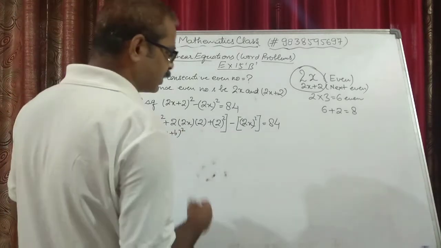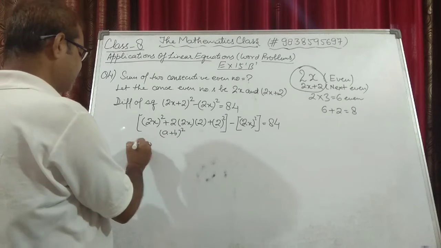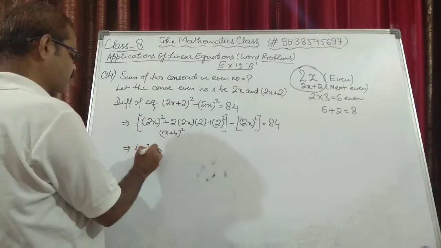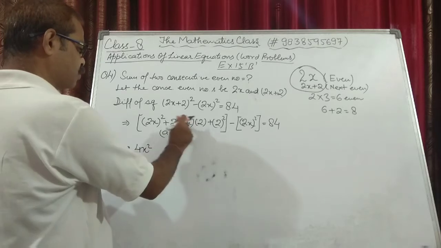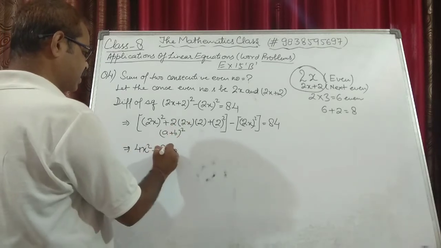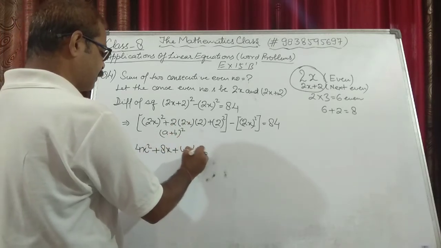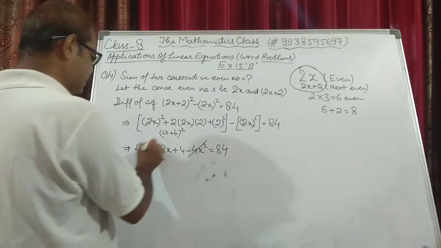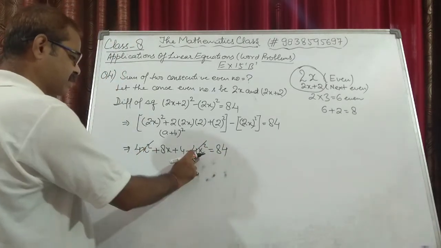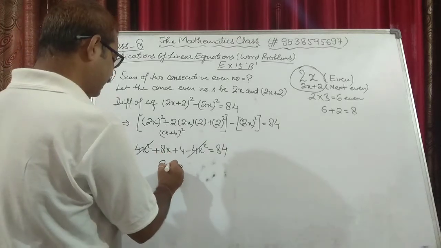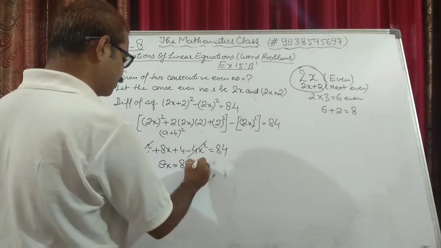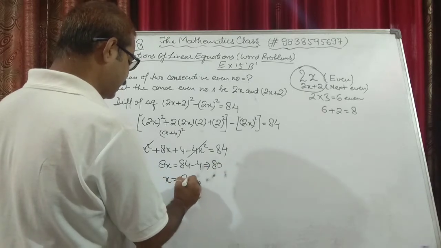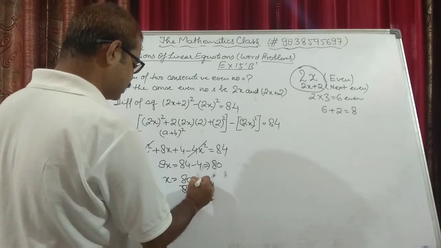This could have been done with another method also. I will show you how it can be done. Now, 2x square is 4x square. So (2x plus 2) square is 4x square plus 8x plus 4, minus 4x square is equal to 84. This and this cancel, positive and negative cancel. So we get 8x is equal to 84 minus 4, that is 80. So x is equal to 80 upon 8, that is 10.